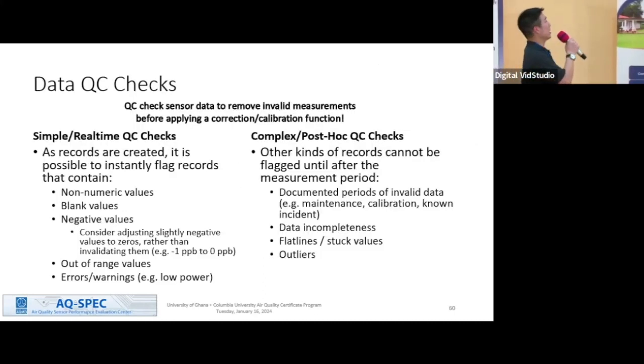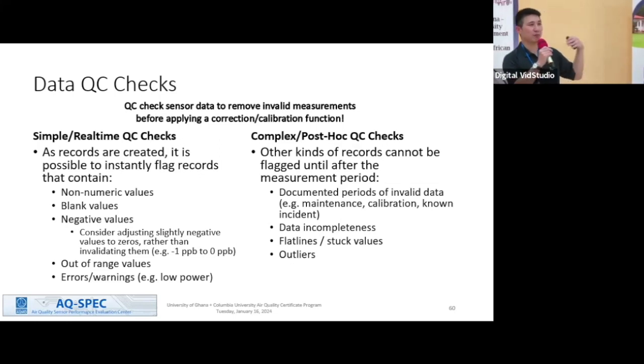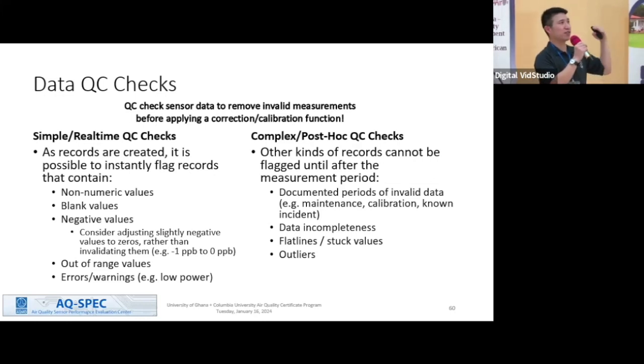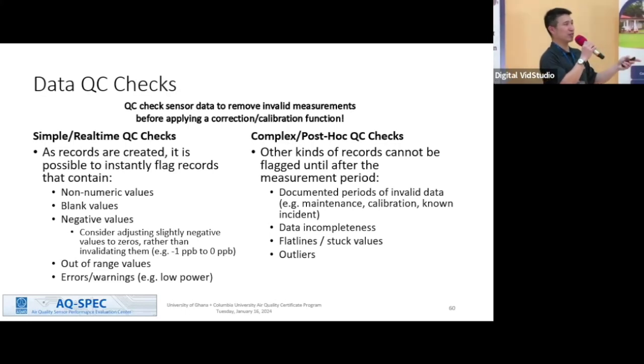And you can do these data QC checks in a lot of different ways. So there are simple and real-time QC checks that you can do, as records are coming in real time. There are very simple binary checks you can do to flag a record as being valid or invalid. So obviously if a value is non-numeric, blanks, negatives, out of the range that the manufacturer said it should be measuring, or if there are any error warning messages that came with that record, that's a pretty simple QC check to implement because it's just a binary yes or no, did it do this or did it violate that.